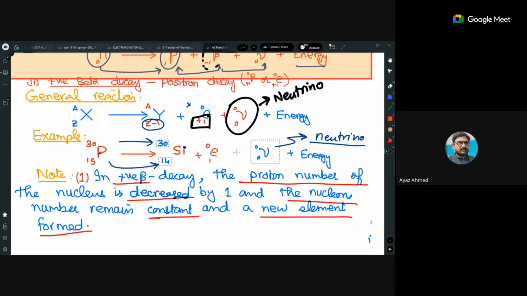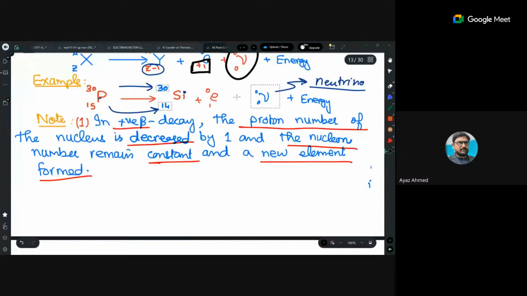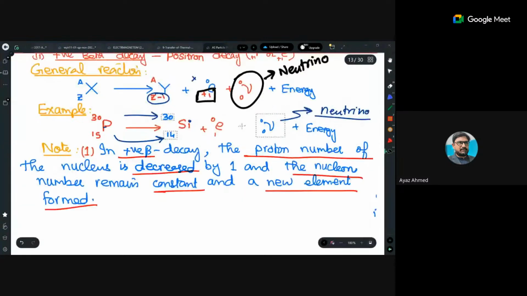If it had a bar, it would be called an antineutrino. Okay, is it clear to you? Yes. Okay, so simply, all of this is to be remembered somehow. This is the information up to this point.